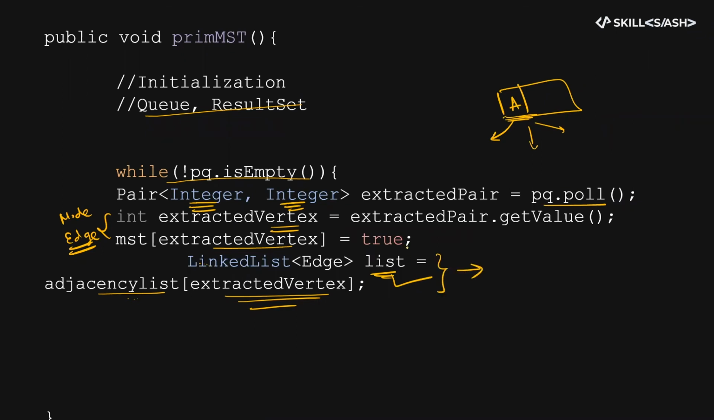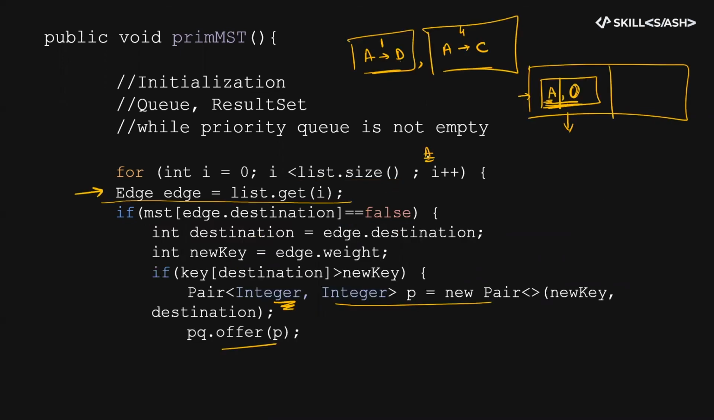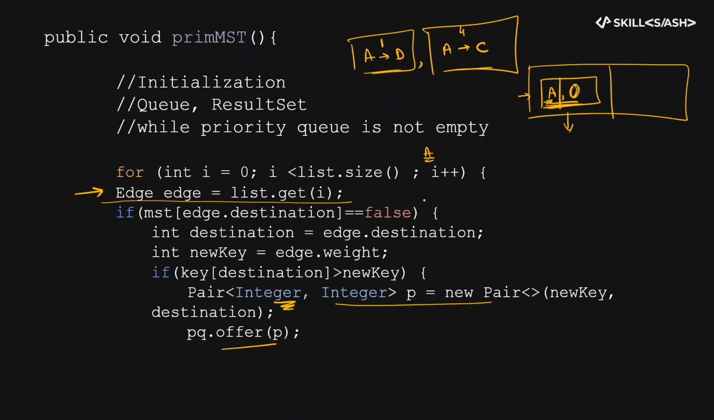After all of its edges have been taken, what I'm doing is checking if it's already not visited. Like A has A to D and A to C, which are not visited. If it's not already visited, create a pair and put it into the priority queue. So this is already popped out, and then this priority queue I have created. This is what I'm doing over here.